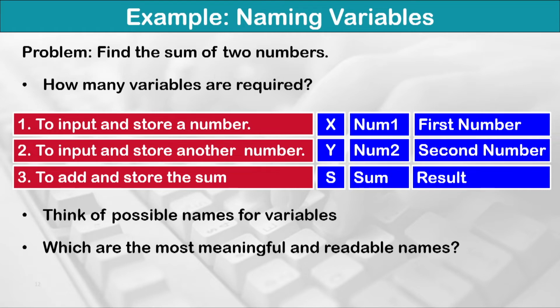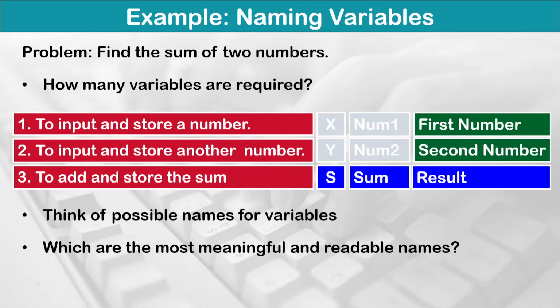For the first variable, to input and store the first number, x is not so good because it does not depict the meaning properly. Num1 does not do the job well, whereas first number is both readable and meaningful. So we choose first number. For the second variable, to input and store another number, again we discard y, we discard num2 and keep second number as a first choice because it is a readable and meaningful name.